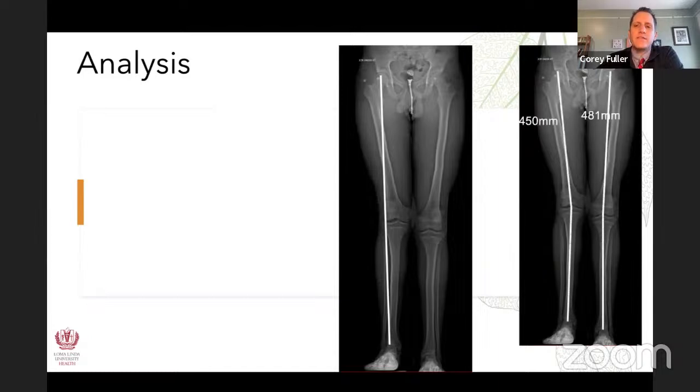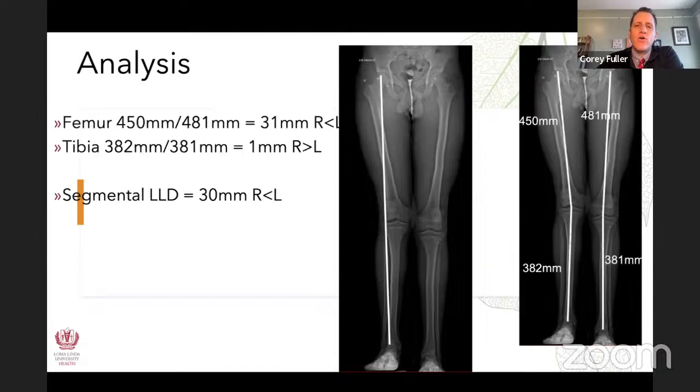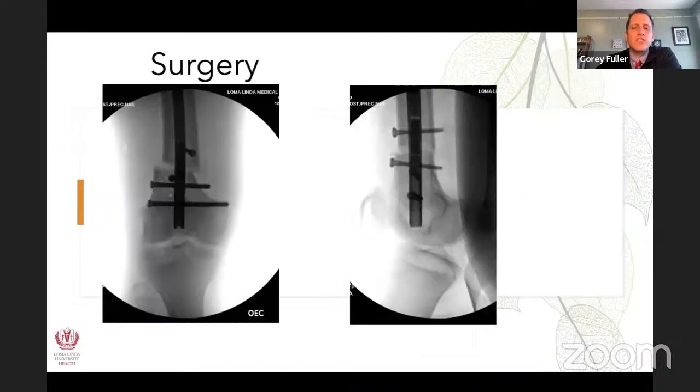And then this is just the measurements that show that overall this patient has a difference of 3 centimeters, 30 millimeters. The right is shorter than the left. We're looking at those x-rays as if the x-rays are looking at us. So the left side, on our left is the right leg, and on our right is the left leg. So it's like we're looking at the x-rays, they're looking at us. So you can see the right leg is the short leg. This was the surgery that we did.